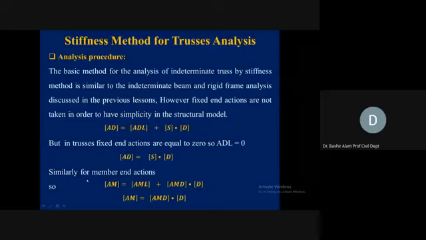Similarly, for member end actions, AM was equal to AML plus AMD times D. But in the case of the pin jointed frame, this AML is equal to 0. Remember, this AML was coming from the same sketches where we were finding the ADL matrix. So when we put this equal to 0, this equation reduces to AM is equal to AMD times D.